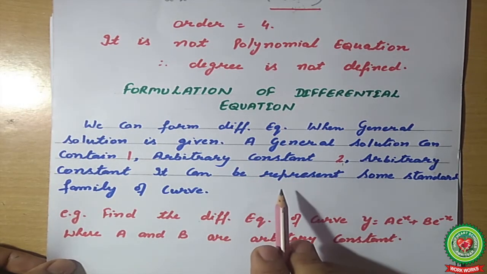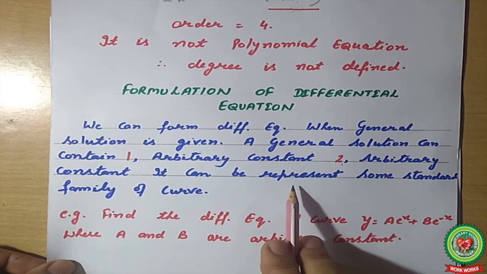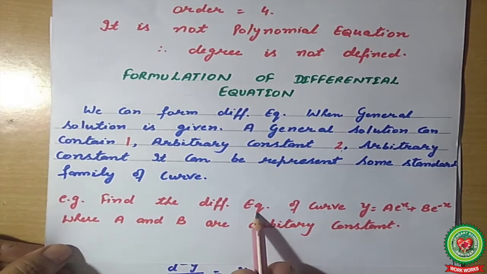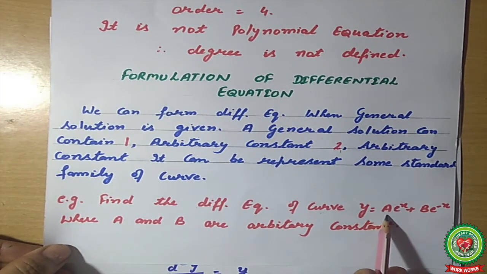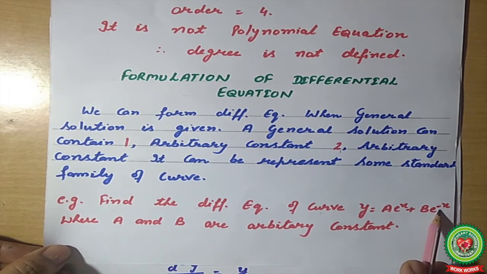If one arbitrary constant is there, we will differentiate one time. If two arbitrary constants are there, we will differentiate two times. Find the differential equation of the curve. Now the equation is given to you: y is equal to a e^x plus b e^(-x).